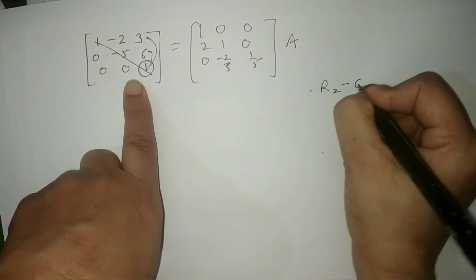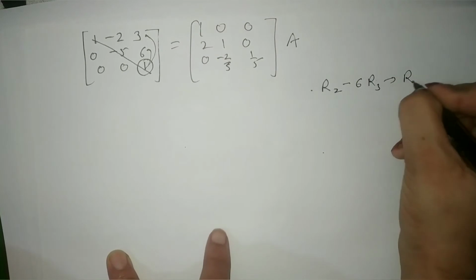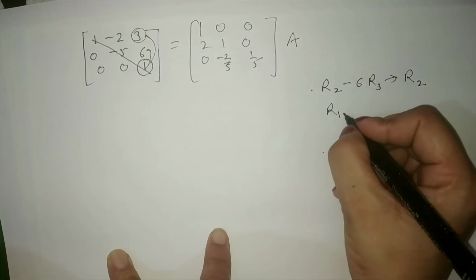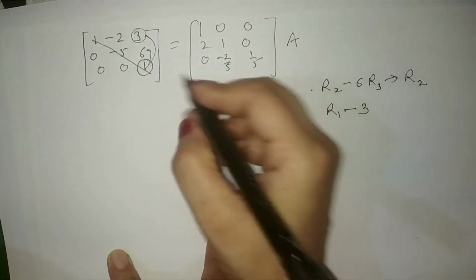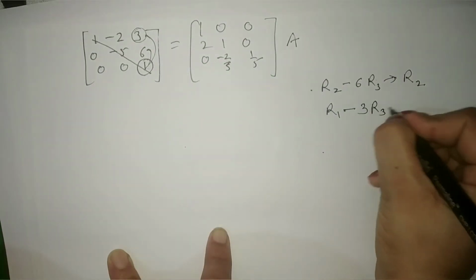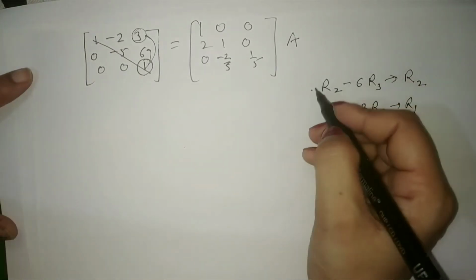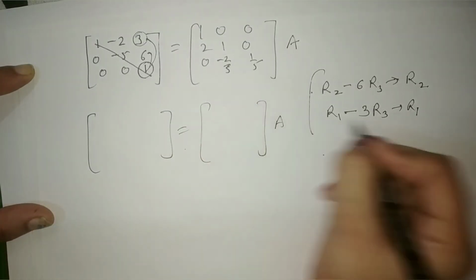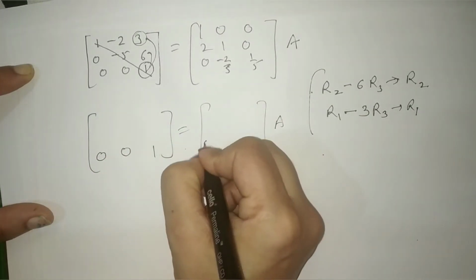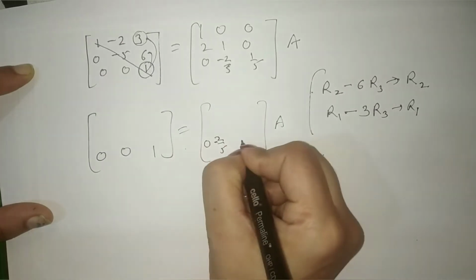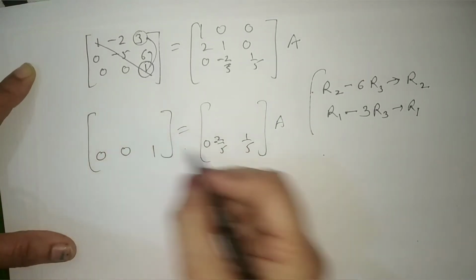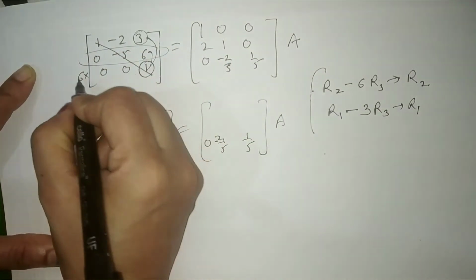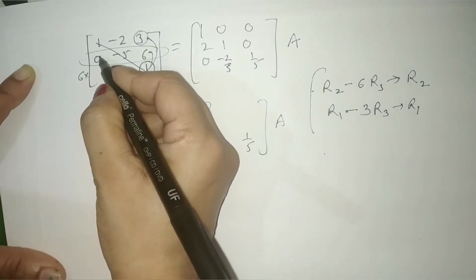So row 2 minus 6 into row 3 for row 2, and for row 1, this element is in row 1, we will make this 0 by subtracting row 3 multiplied with 3. So after these two operations, on both sides row 3 will be kept same. So for this, first we multiply row 3 by 6 and subtract it from the second row.